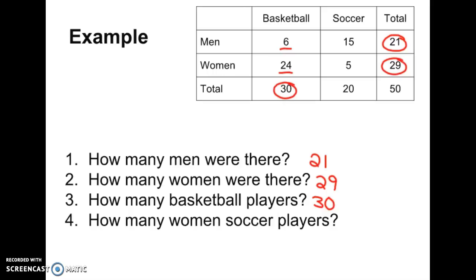And then the last one, how many women soccer players? Again, I'm just going to find where women and soccer intersect. So here's women right here. Here's soccer right here, and they intersect in this spot. So 5 women did soccer.